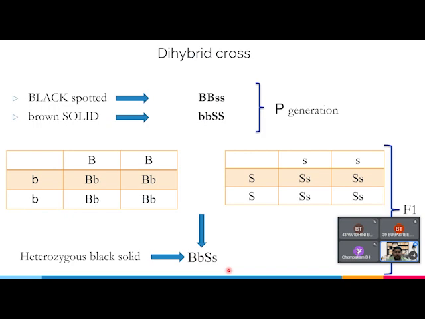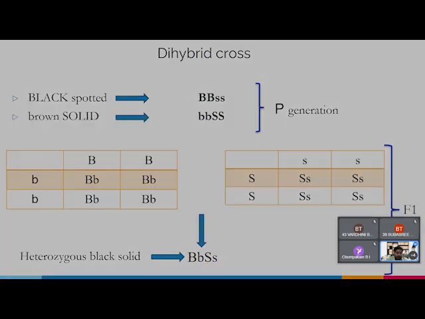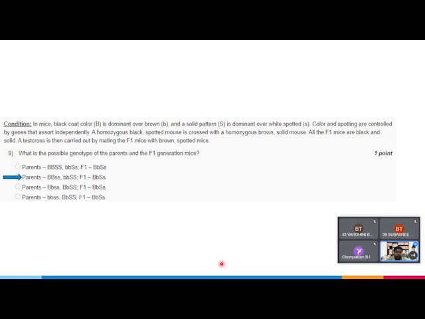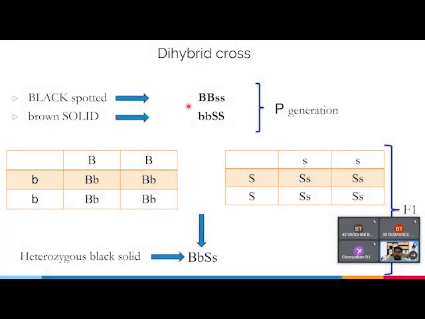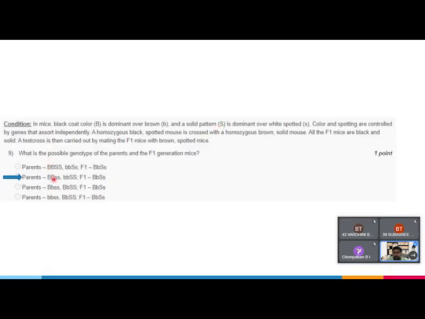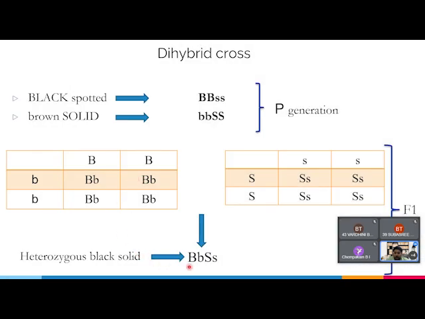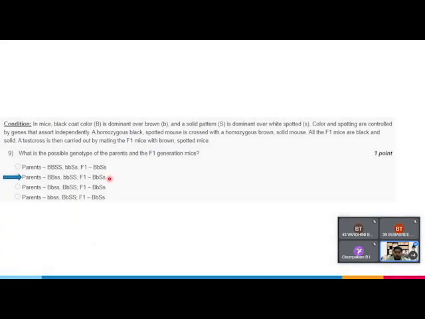Okay, so this was the hybrid cross, and essentially we get at the end of it a heterozygous black solid. So this is the answer to the first question. What is the possible genotype of the parents and the F1 mice? So parents were, as we saw, capital B, small s, and small b, capital S. That is only possible in this particular answer. And also the F1 generation that we saw is heterozygous black solid, capital B, capital S, small s. That is given in the B option.